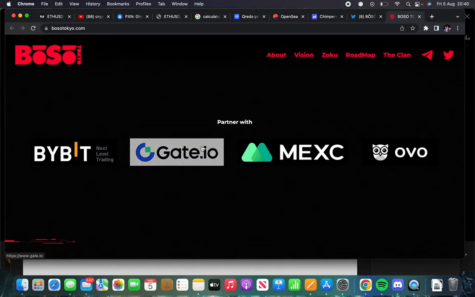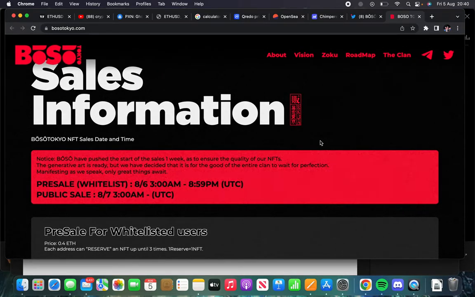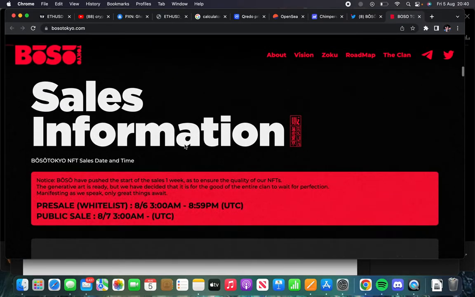Oh, so these are the partners. They're partnered with these exchanges. Does that mean they're going to release a token or something? So they're going to be staking these, I think, in stage 4 of the roadmap. Because it seems they're partnered with exchanges like Bybit, they must have a token coming out, right?